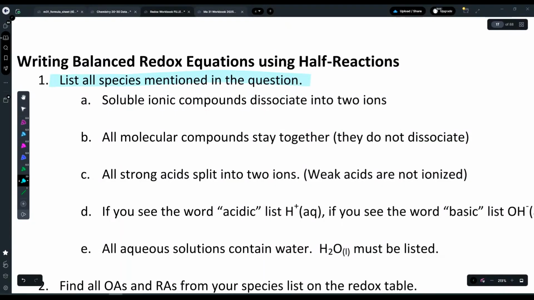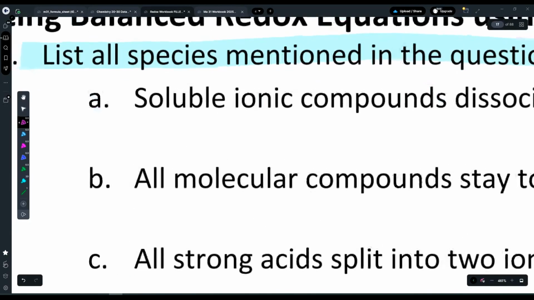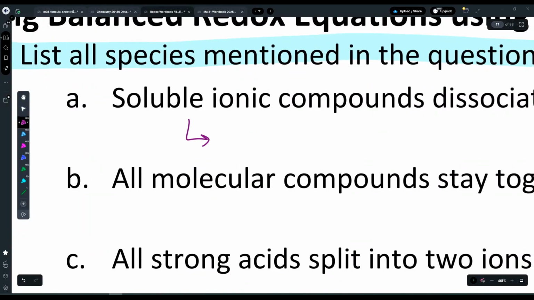Some notes about what you need to keep in mind when you are considering all of the species in the question: you're going to want to make sure that for any ionic compounds, you check if they are soluble in water. Sometimes the question does tell you if they are soluble, but if it doesn't, then you're going to want to check out page 6 of the data booklet, the solubility table.